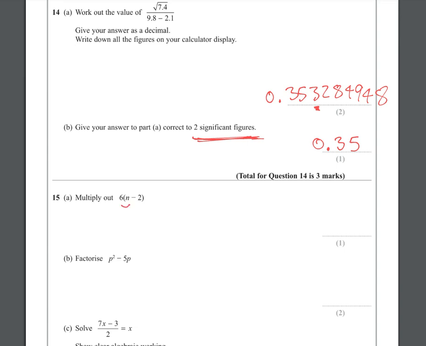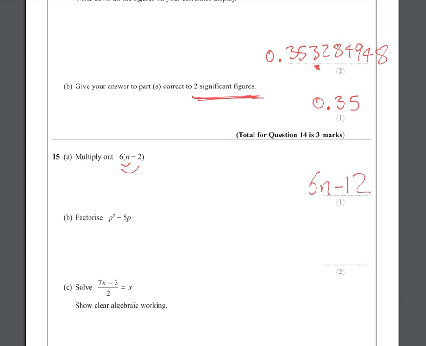Okay, multiply this out. 6 lots of n, 6 lots of minus 2. It's going to be 6n minus 12. Factorise this. So we're looking what goes in both of them. We're going to put some brackets in. What if we take p out, get a p and a minus 5. So there's our answer. If we check it, p times p is p squared. P times minus 5 is minus 5p.